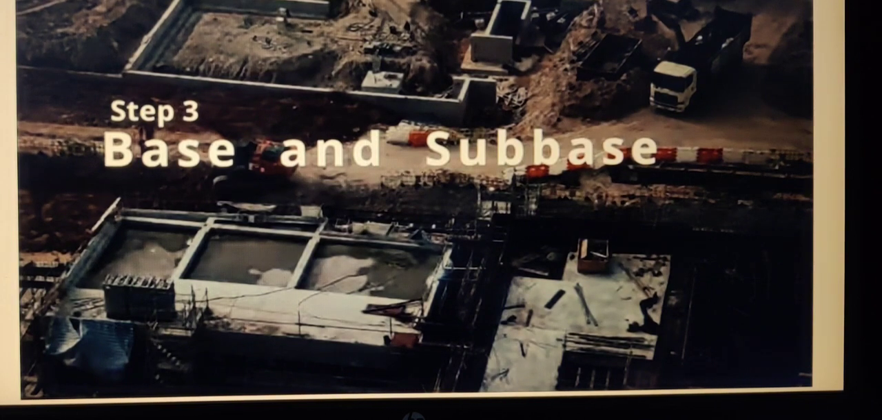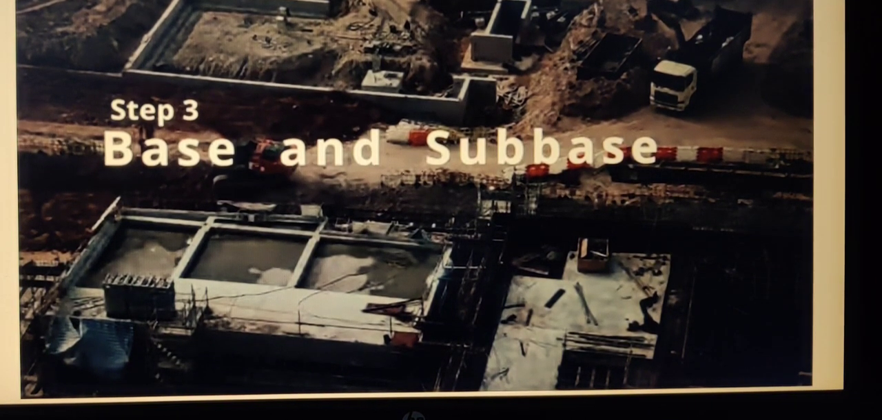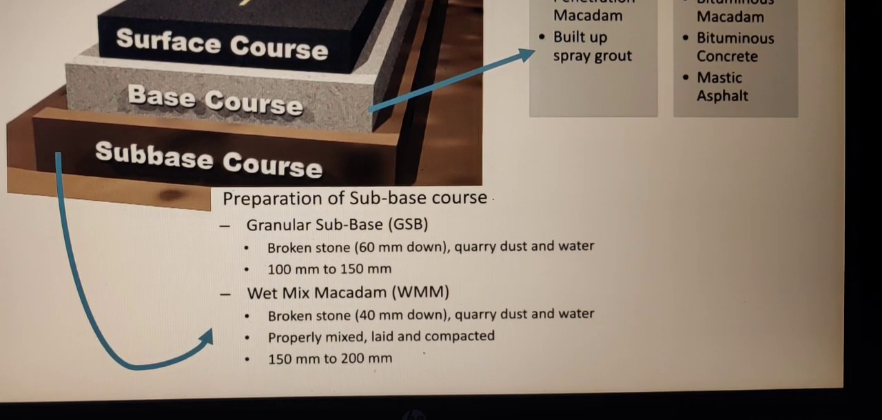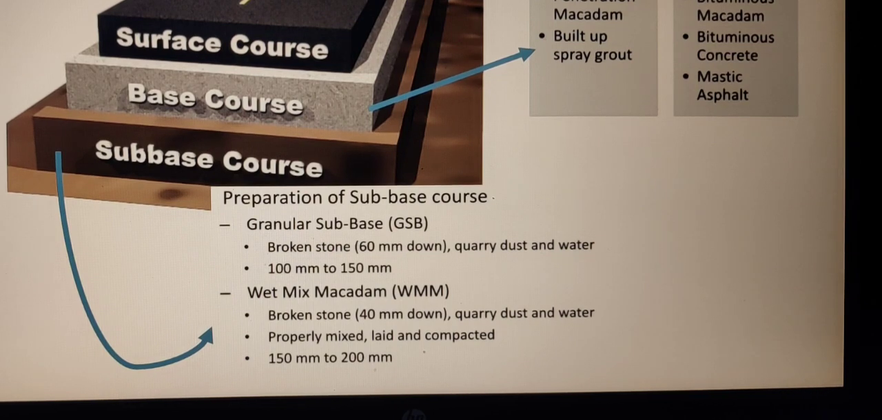So step 3 is the construction of base and sub-base course. So the base course is made up of crushed stone. Below the base course is the sub-base course. Sub-base course is made up of compacted soil or recycled material or broken stone. And the top layer is the surface course, which is made up of bituminous material.